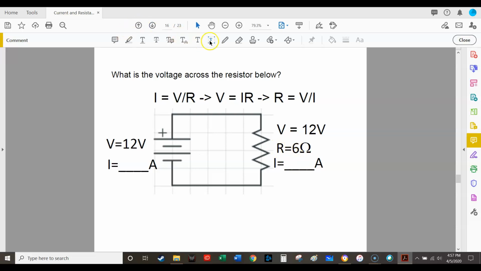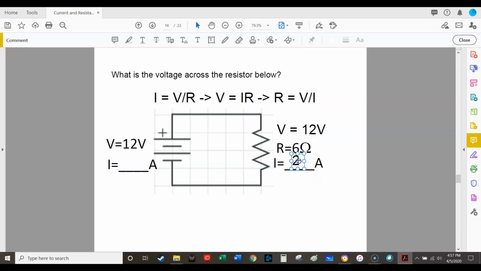And what that means is 12 volts divided by 6 ohms is equal to 2 amps. So that is 2 amps right there. So 2 amps is flowing across the resistor.